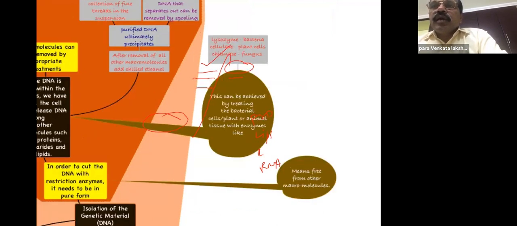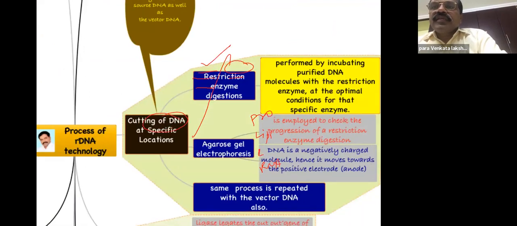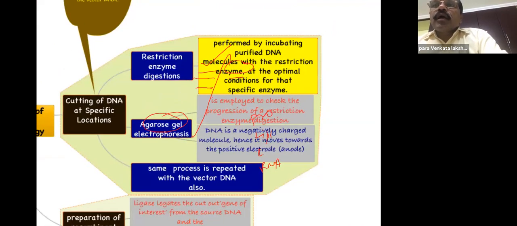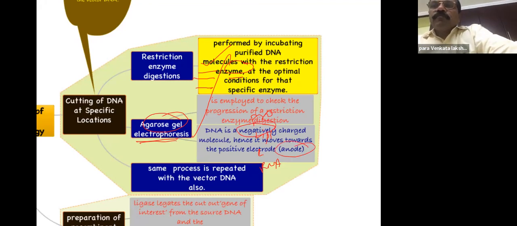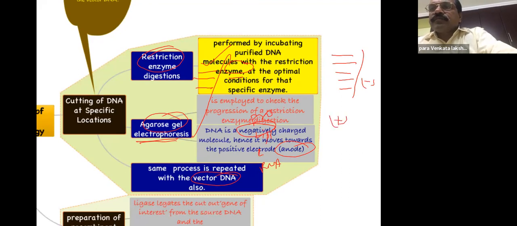Okay. See here, after this, we discuss agarose gel electrophoresis. Because DNA is negatively charged, it will go to the anode. And the same process can be repeated for vector DNA even. And here this restriction enzyme will digest and it will produce a number of fragments like this. And these fragments, because of the negative charge, will move to the positive electrode. Okay. And how they will move, we need to see.